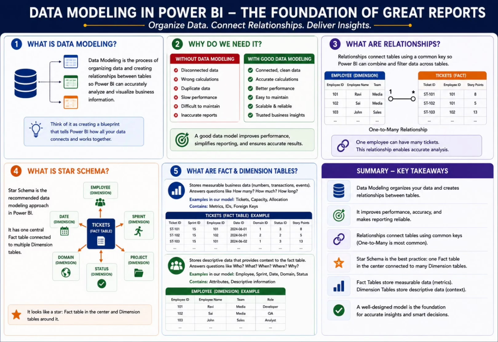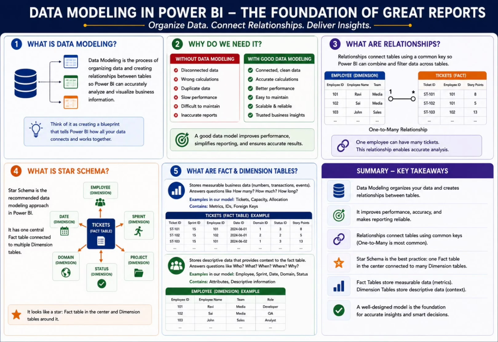So what are dimension tables? The fact table tells us what happened. The dimension table tells us about what. They describe the facts. Employee table, sprint table, domain, media, sales, CRM, compliance, status table: done, open, in progress, blocked, and the date table: January, months, quarter, year. These are descriptive, not transactional.